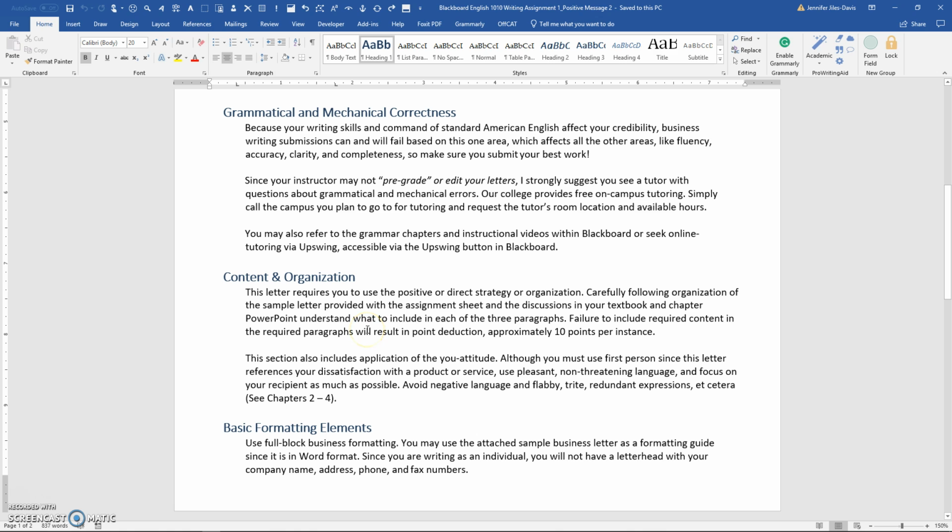I would say also refer back to your Aplia work. You can use Aplia. Go back into it for practice if you need to. And also instructional videos in Blackboard that I've provided for you.